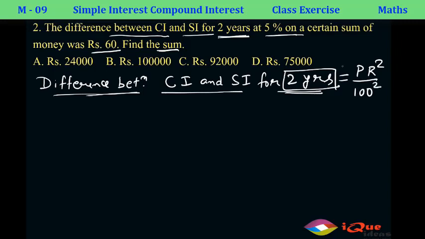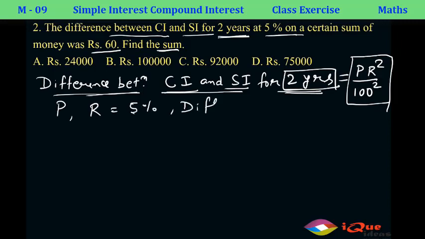So this is a very beautiful formula which we can directly memorize. We have done it in theory lectures also, right? So we can simply use it here. Difference between compound interest and simple interest for 2 years is straight away PR square upon 100 square. So here P we have to calculate, right? R is given as 5%. And the difference is already given as 60 rupees. Alright, so we can directly apply this formula.